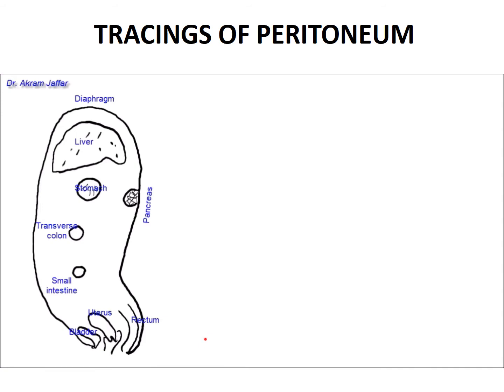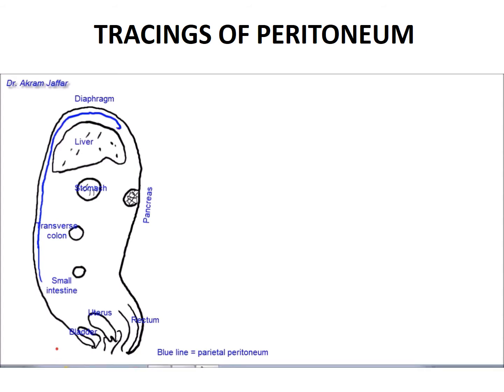I'll draw the parietal peritoneum in blue. So I will start in the region at the anterior abdominal wall, that is probably close to the umbilicus, go up. This is parietal peritoneum of the anterior abdominal wall, and then the peritoneum lines the diaphragm and reflected from the diaphragm to the diaphragmatic surface of the liver. Here, as it is reflected on the liver, it will form the visceral peritoneum.